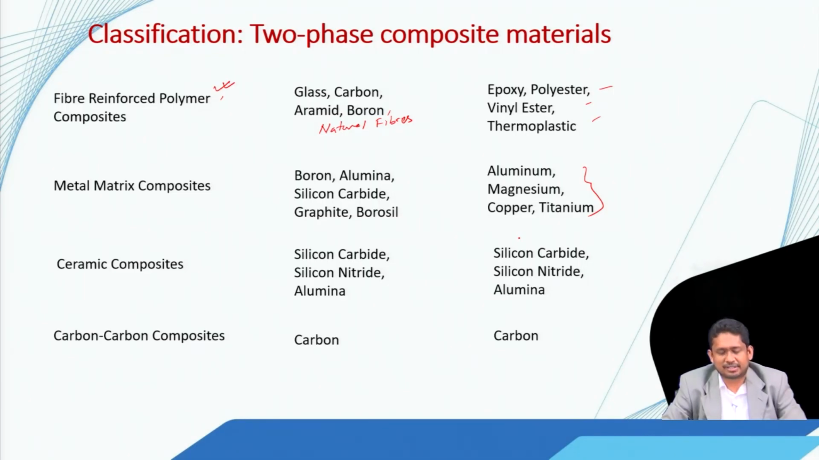Then there is something called ceramic matrix composites. Ceramic composite means the ceramic is the matrix, and ceramic materials are also the reinforcements. So for example, silicon carbide, silicon nitride, alumina, they can be in the form of matrix as well as reinforcements. And then there is something called carbon-carbon composite. A carbon-carbon composite means carbon matrix, and that has carbon reinforcement also.